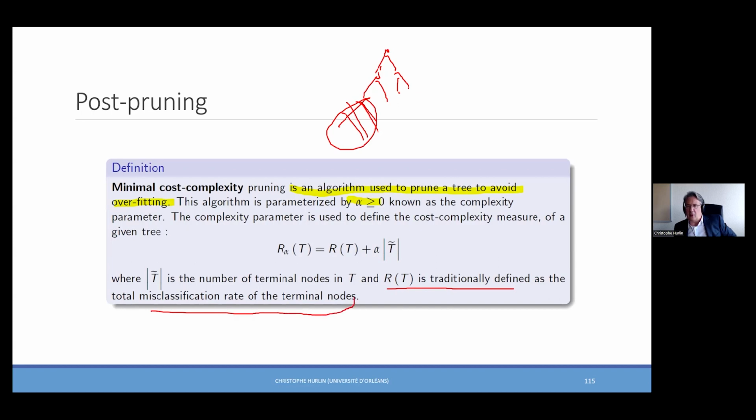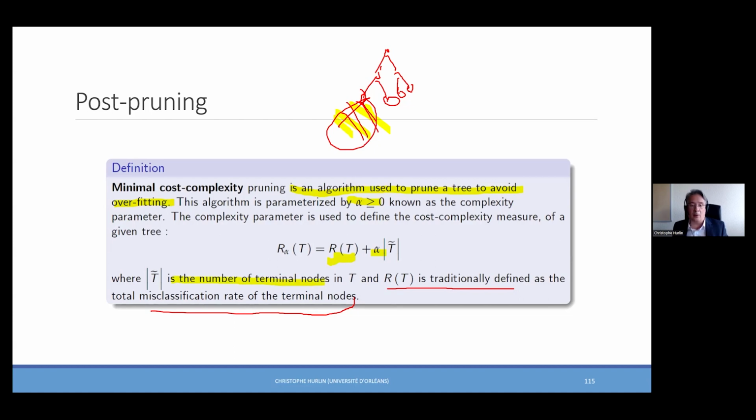the misclassification rate in the terminal node here. So I consider the remaining part of the tree, and I compute an accuracy measure. For instance, if it is a classification problem, I will compute the percentage of correct classification, when I use the model without this part. This is this part of the equation. Plus alpha, my term that controls the trade-off between complexity and accuracy. And the absolute value of T tilde is the number of terminal nodes.